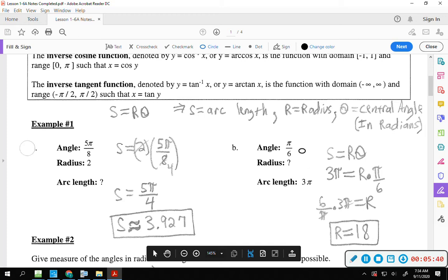So look at this one. They give us the angle in radians. Remember, sometimes it'll be in degrees and you'll have to convert it to radians. The radius is what we're looking for this time, and they tell us the arc length.